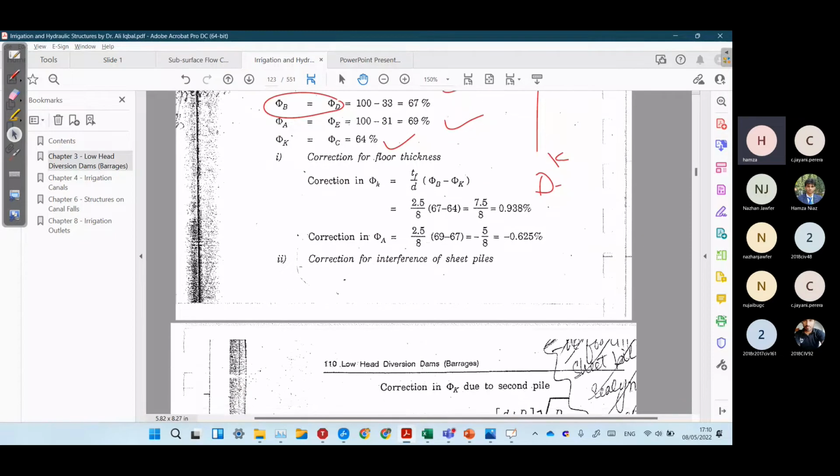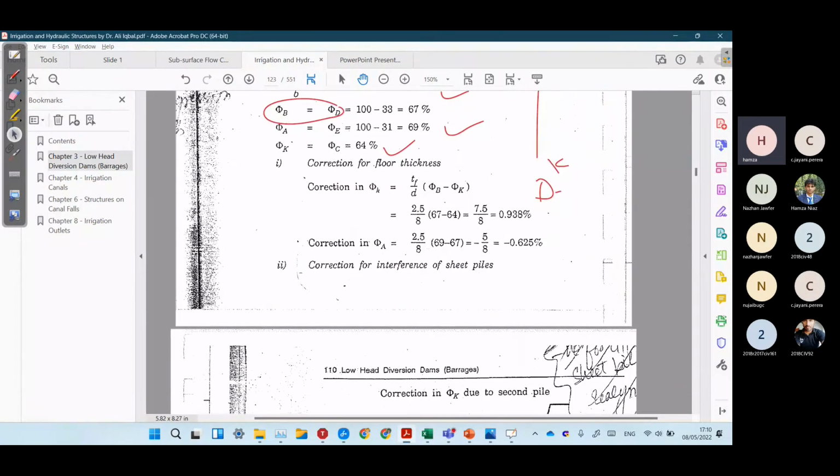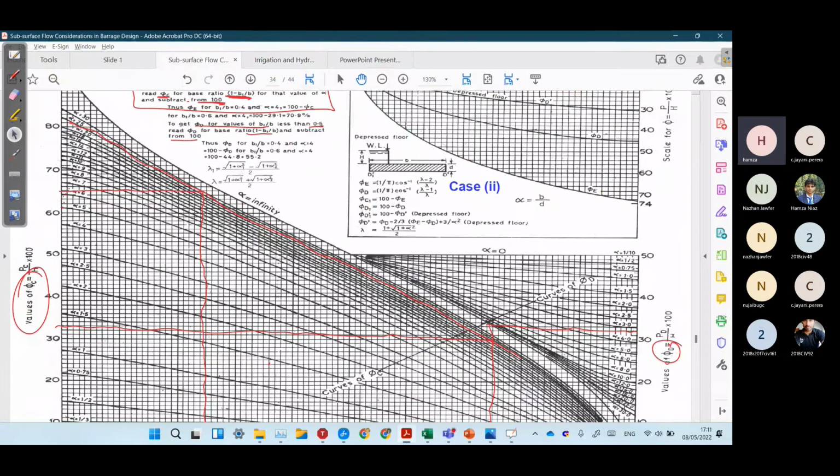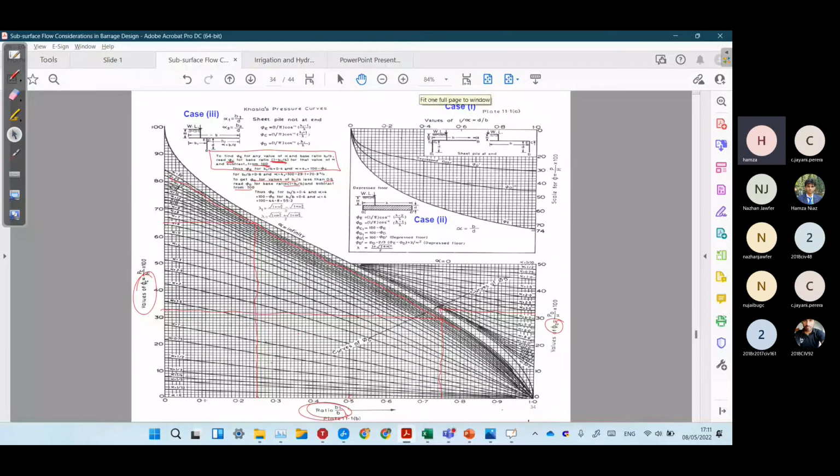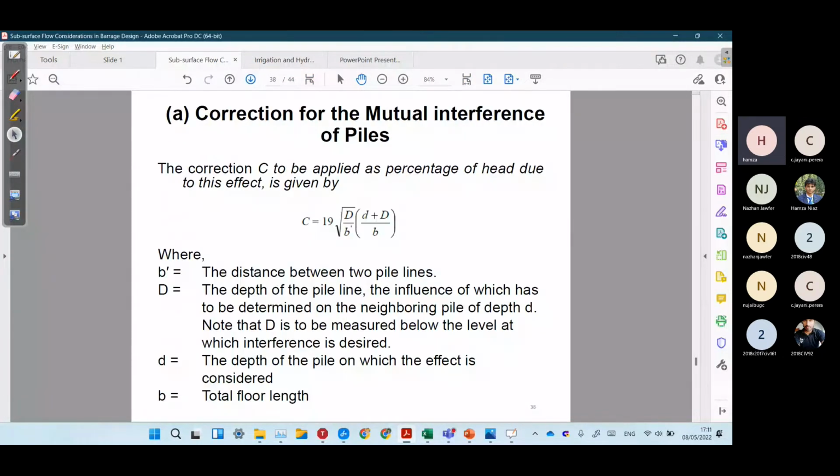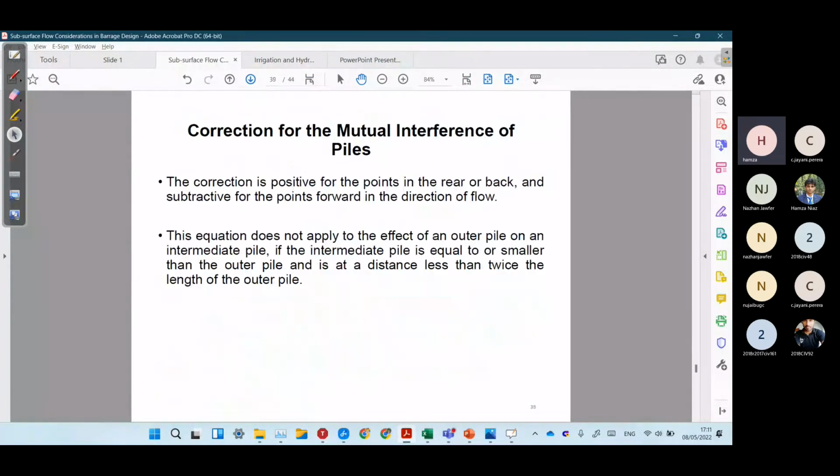So after this, the only thing we have to do is to apply the corrections. For corrections, that thing is simpler. We just have to remember the formula. There are three types of corrections. We just have to know how to read the graph, because that is very important.